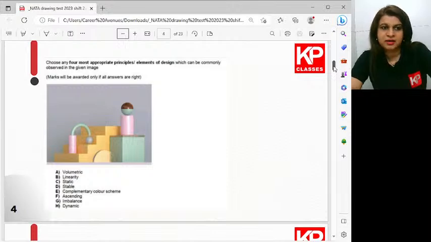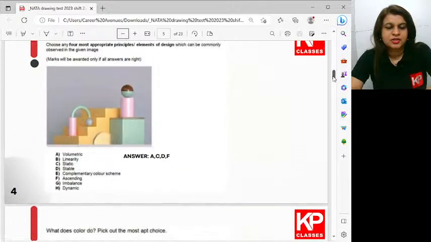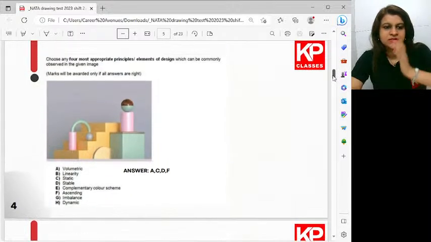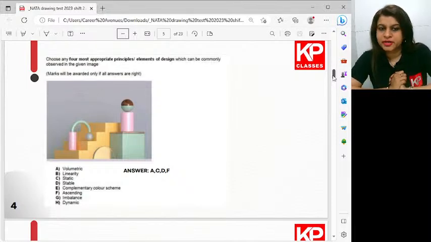It says again, four most appropriate principle or element of design that you can observe in the particular image. So the answers are as follows. The answers are number one, volumetric. Okay, it is a volumetric image. That means it has volume, right? It is not 2D. We can see the volume or the depth in these 3D forms.